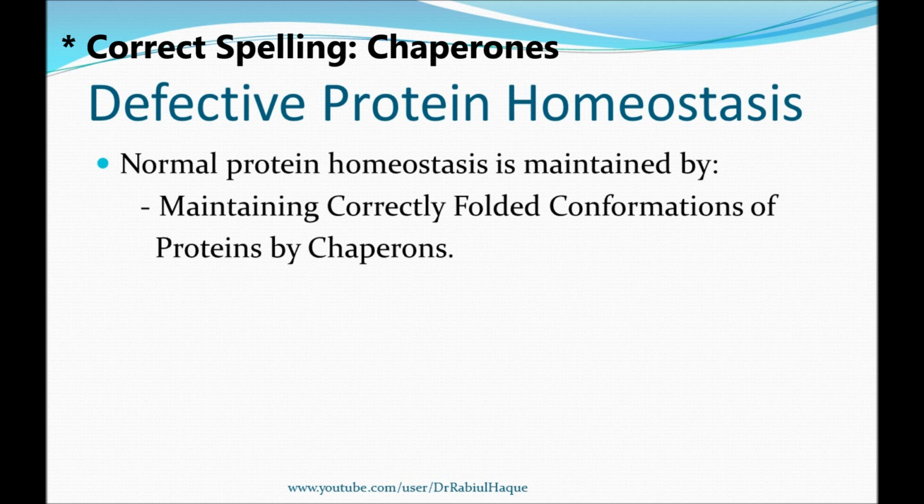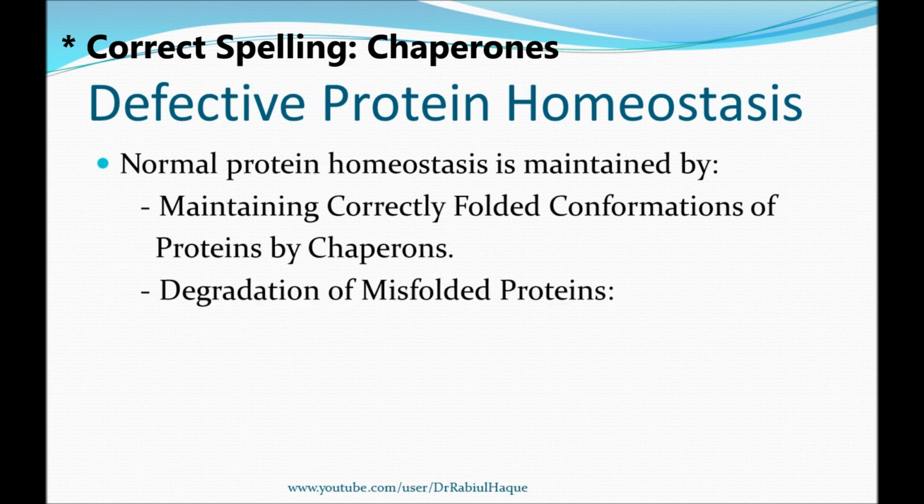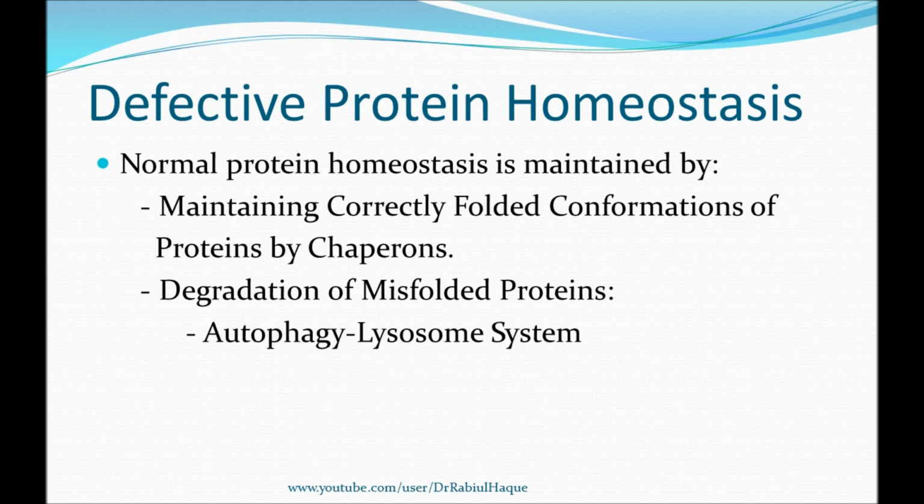And the misfolded proteins can be degraded by two systems. One is called the autophagy lysosome system, where first there is formation of autophagosome, and the misfolded proteins are taken inside that autophagosome, and then lysosome comes and fuses with the autophagosome and forms the autophagolysosome, and then the enzymes are released from the lysosome and they degrade the misfolded proteins. So that is the first system to degrade misfolded proteins, and that was called the autophagy lysosome system.